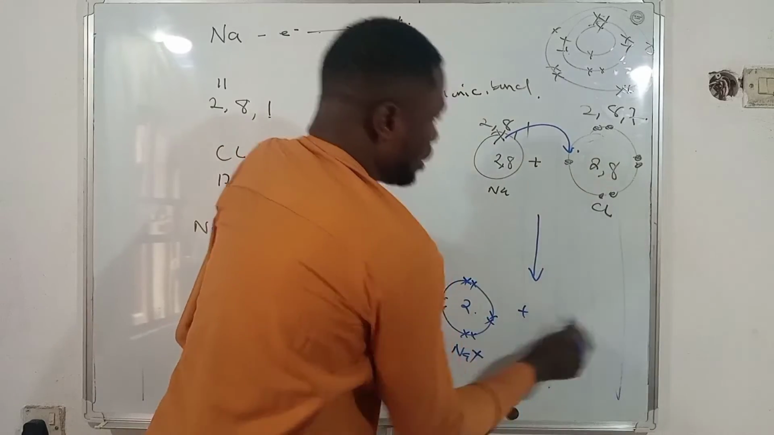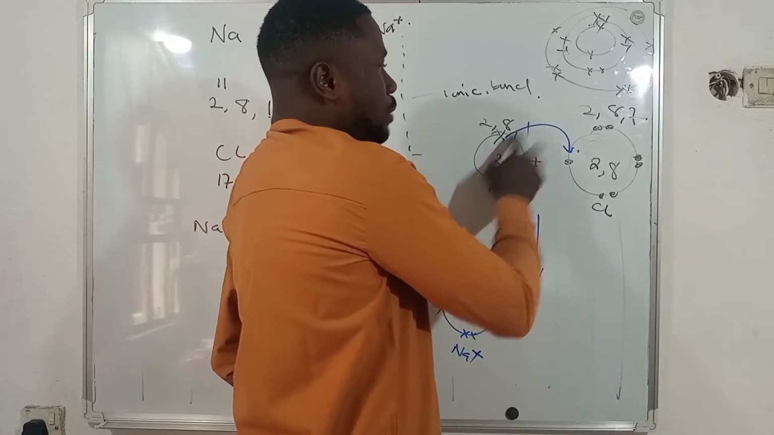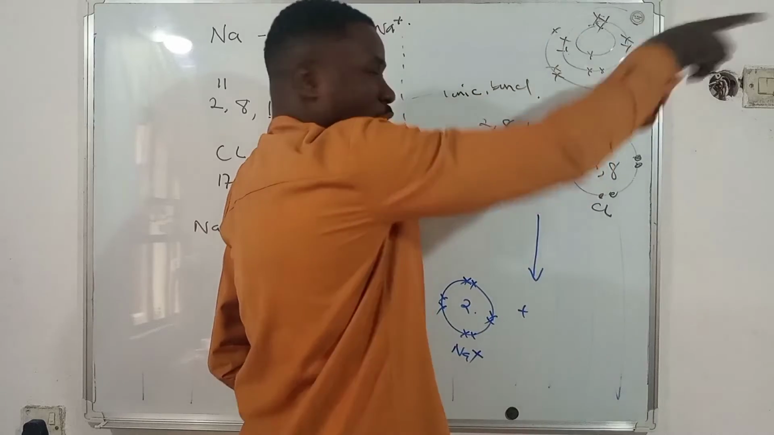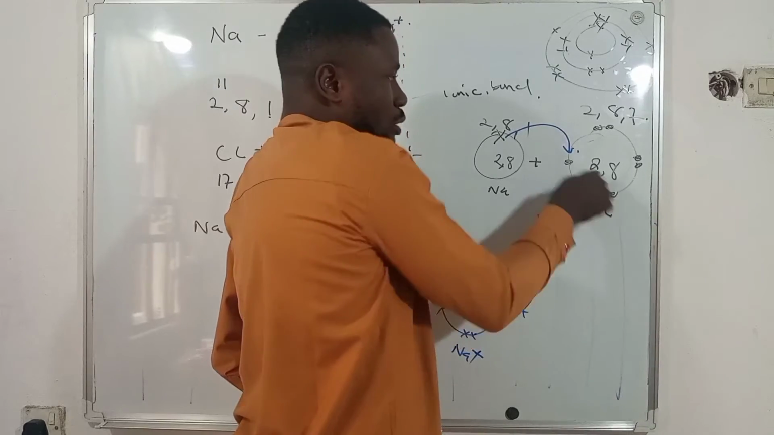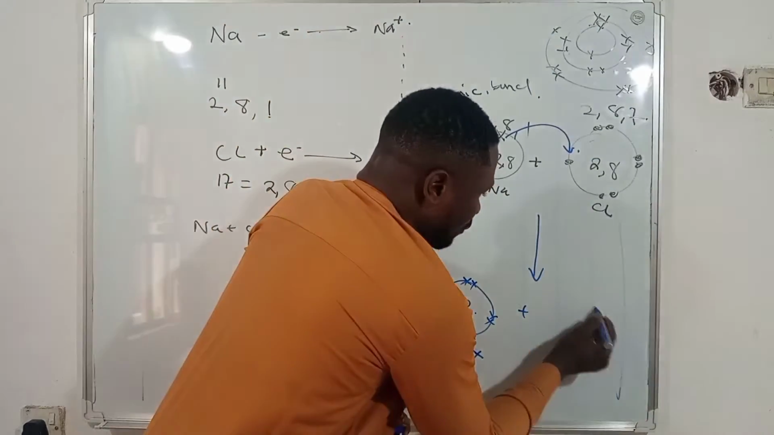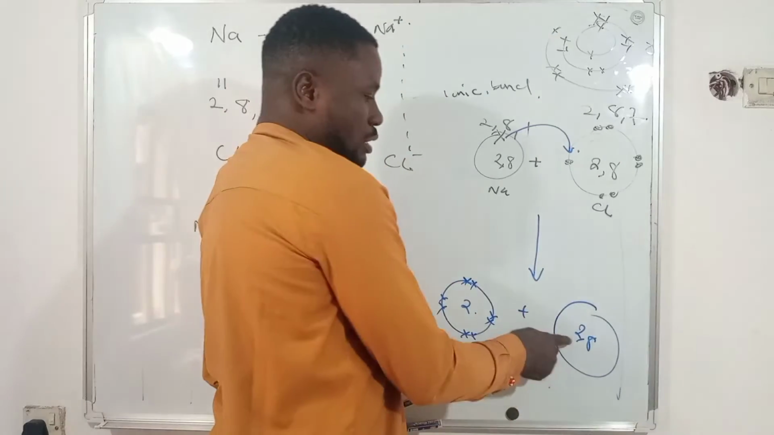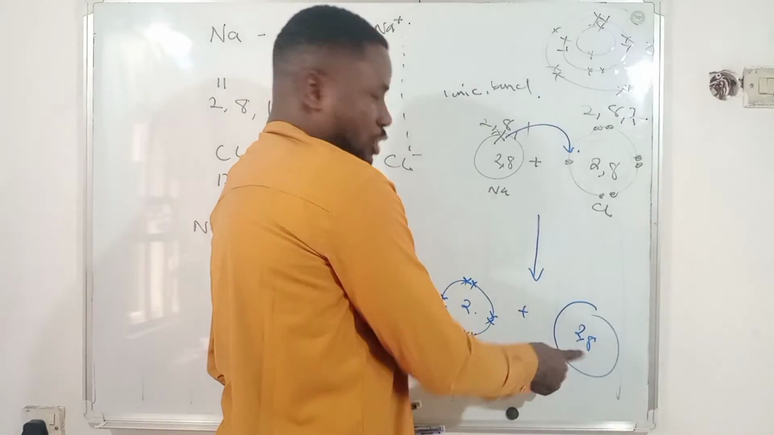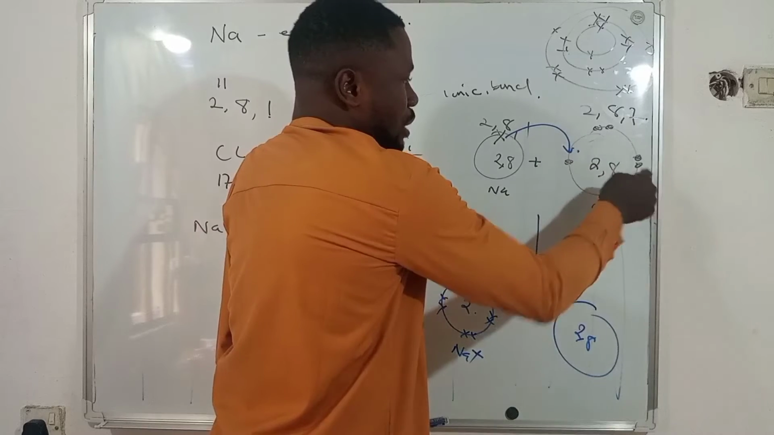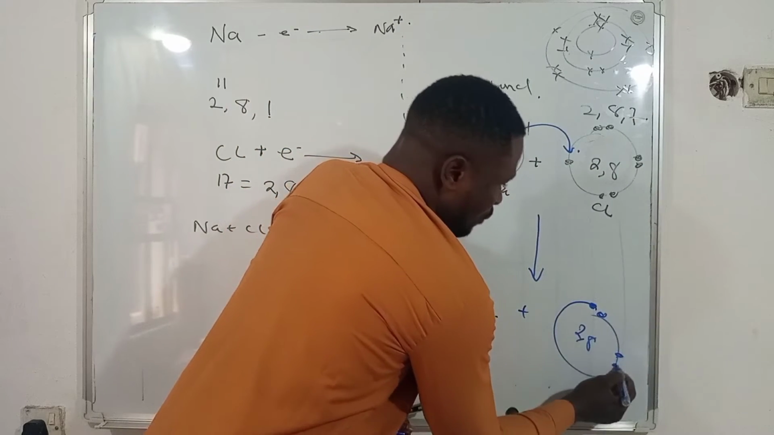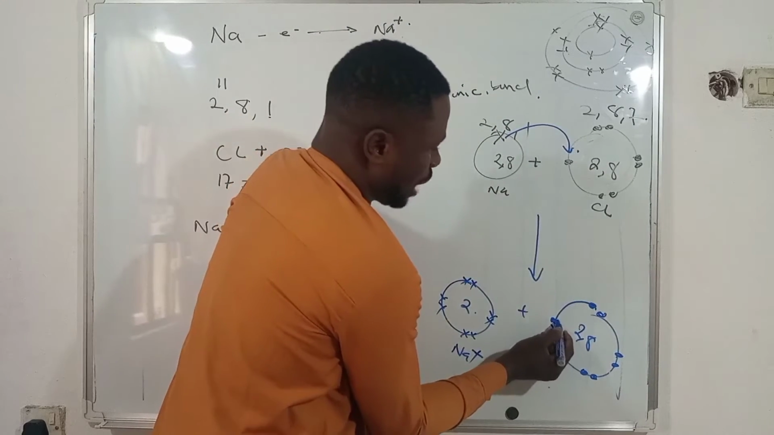Then the same thing happens here. For chlorine, the outermost shell is not removed, because the single electron transferred from sodium will reside on the outermost shell. So the 2, 8 shells are still intact: 2 on the first shell, 8 on the next shell. This is the K shell, this is the L shell, and this is the M shell. The M shell originally had 7, and the electron that is now transferred is what you have here.